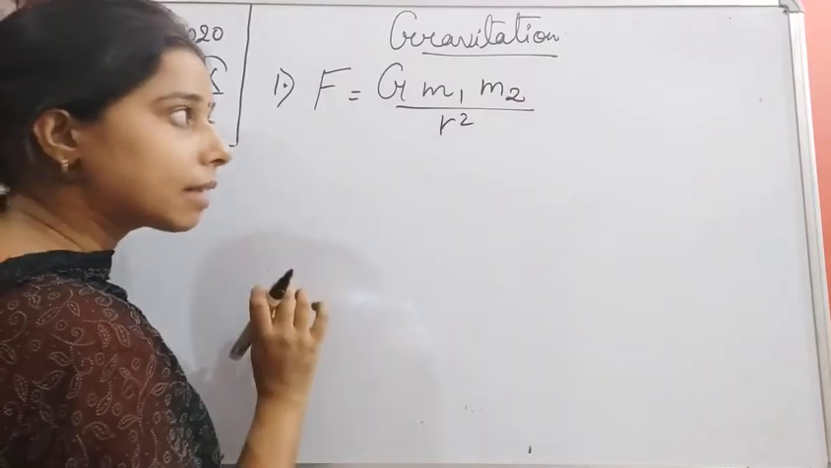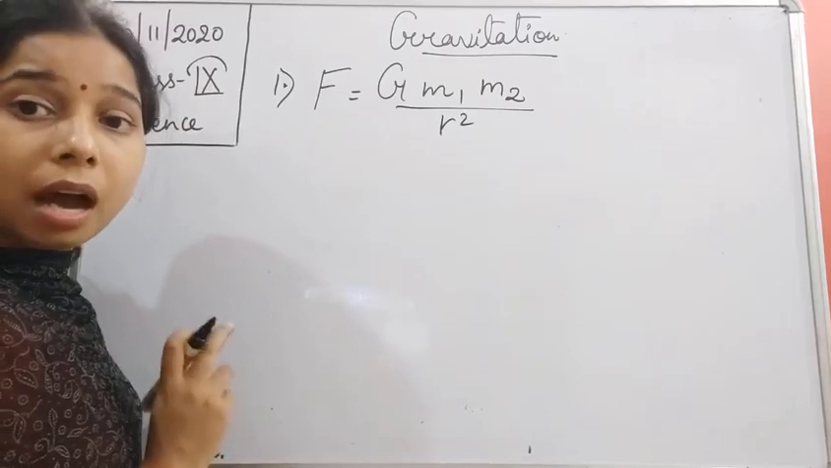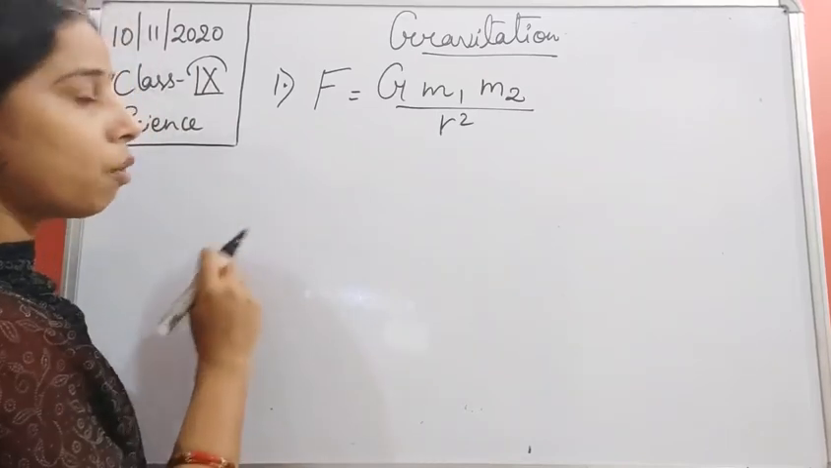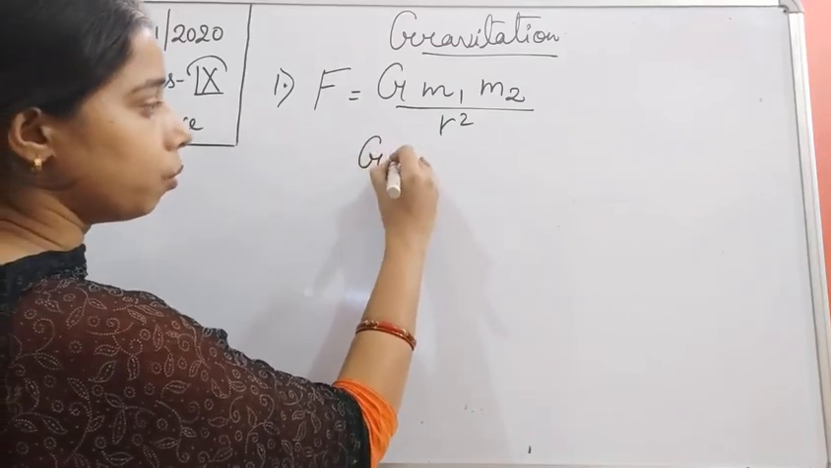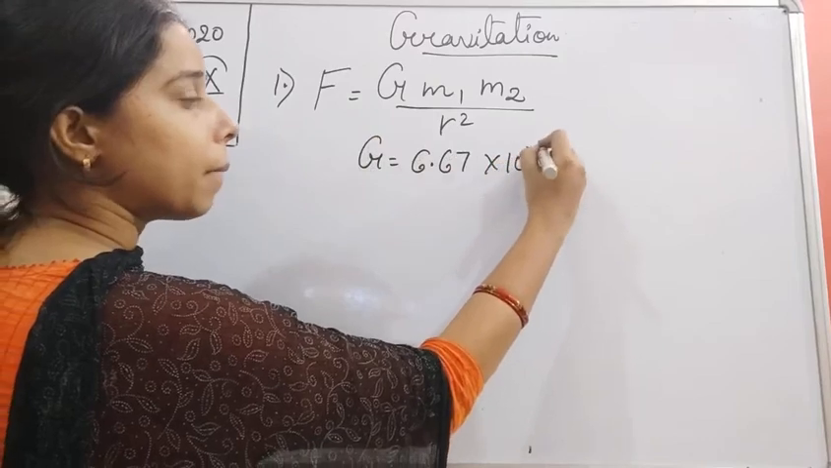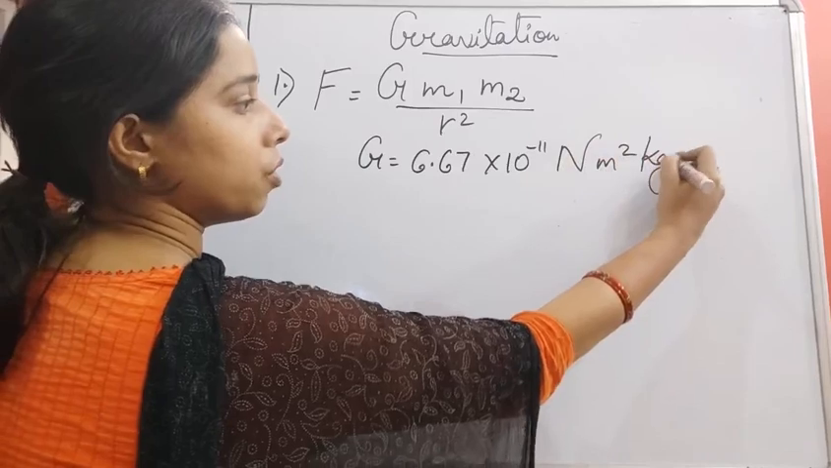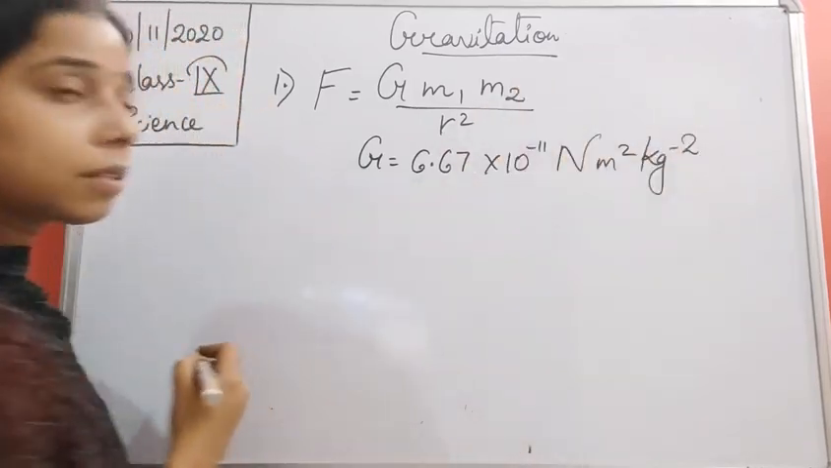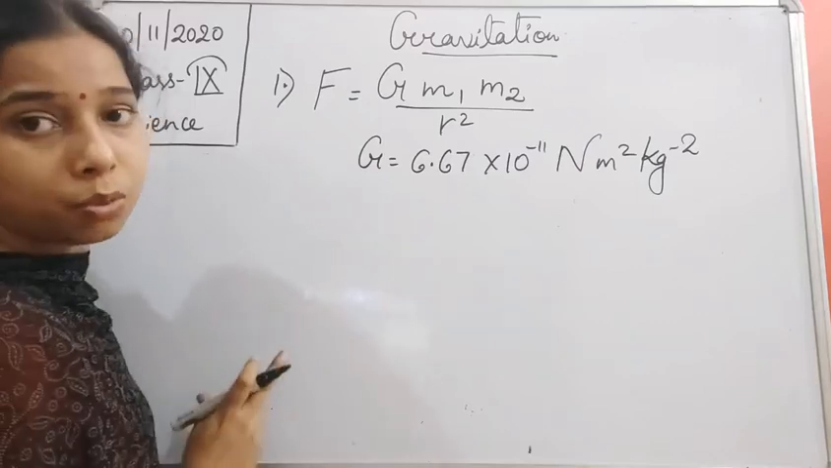So if the masses of the two objects and the distance between them are given, and we have to find the force, we are able to find it. The value of G that we know is 6.67 into 10 to the power minus 11 Newton meter square per kg square.